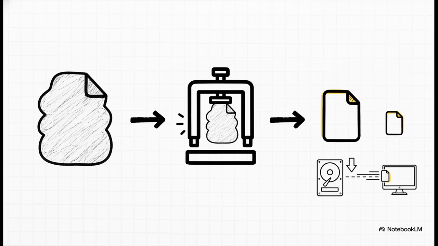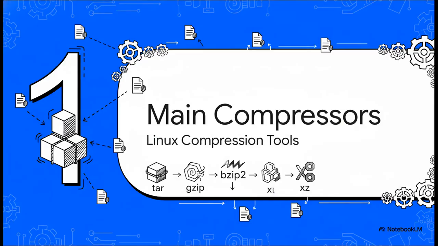At its heart, compression is just about making files smaller. And when they're smaller, you save a ton of space, and they fly across the network so much faster. So, how do we actually pull this off in Linux? Well, we've got a few key tools in our command line toolbox. Let's get to know the main ones you're going to see everywhere.